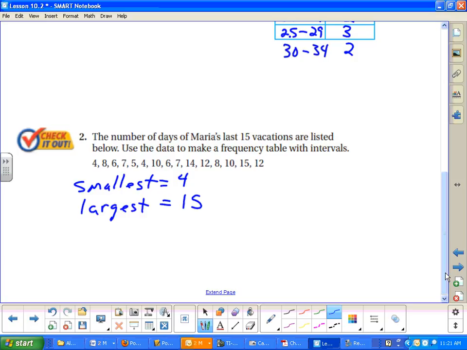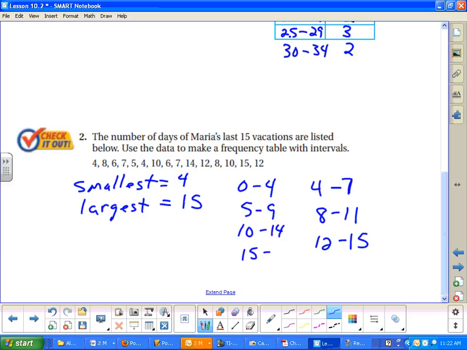Okay. So you're going to start at 4 then. So he could go 4 to 11, 4 to 7, 8 to 11, 12 to 15. You could do that. You could do what Megan did. We could go 0 to 4, 5 to 9, 10 to 14, 15 to 19.